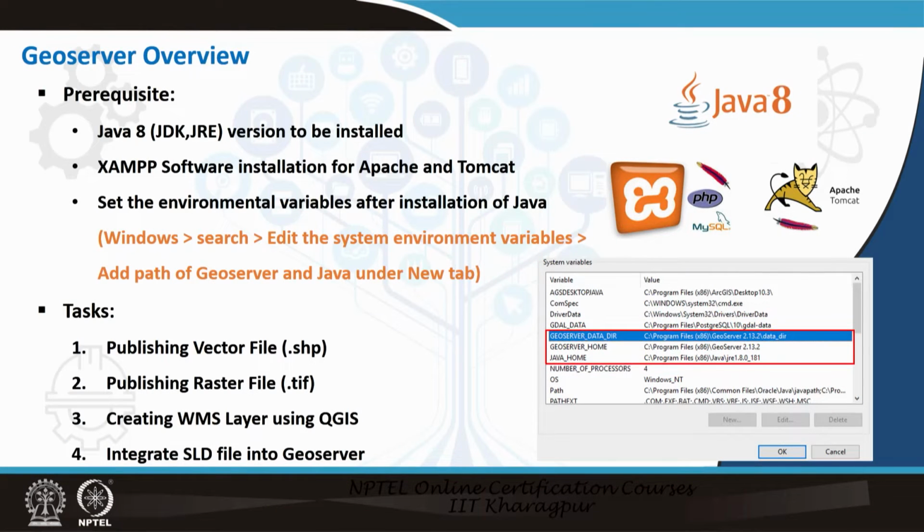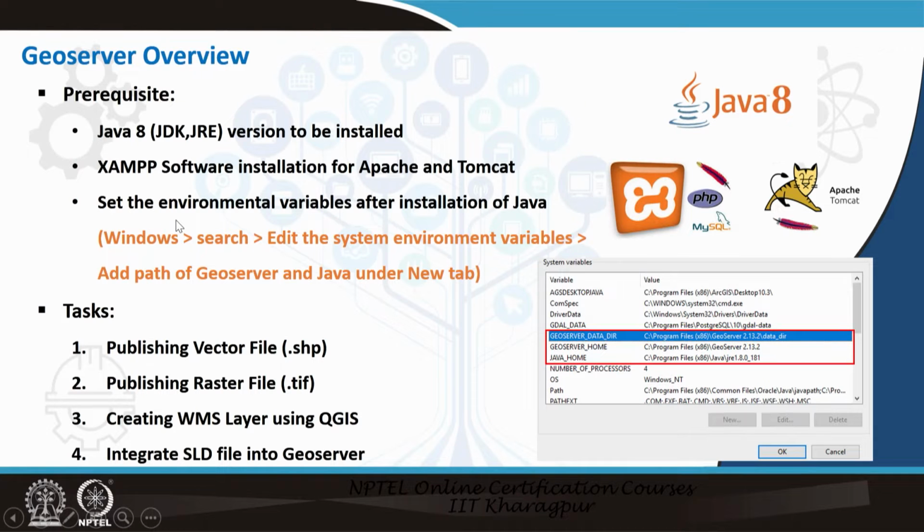So what are the prerequisites for getting GeoServer? If you want to run GeoServer on your machine, first of all you need to have Java 8 installed. If you are very familiar with Apache and Tomcat, you can install them separately, or if you are not familiar with that, you can install a software called XAMPP. You can install that software, which has Apache and Tomcat built in. And once Java 8 and Apache Tomcat are installed, you are ready to go with GeoServer.